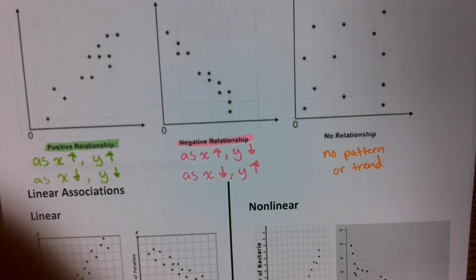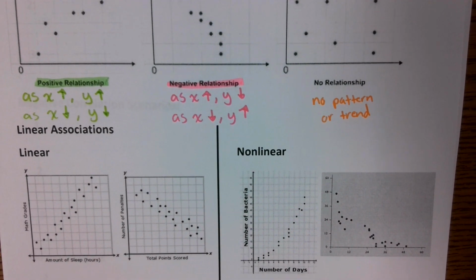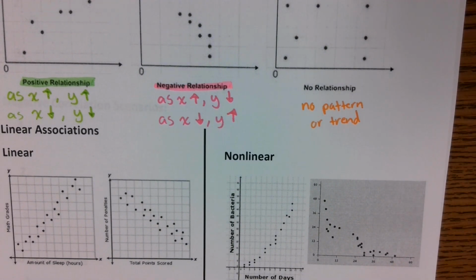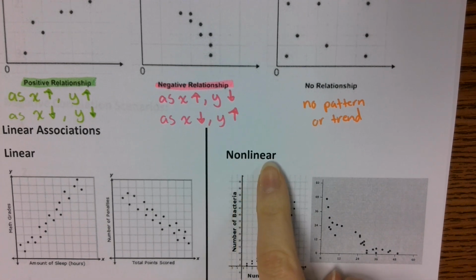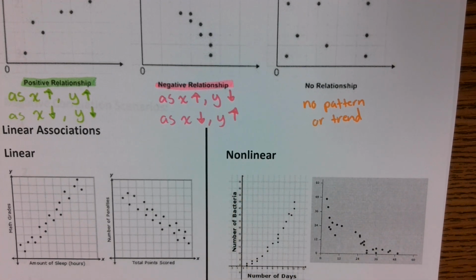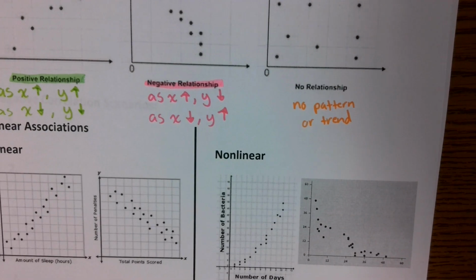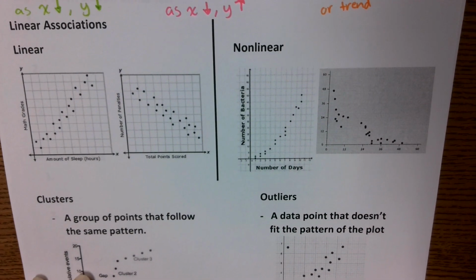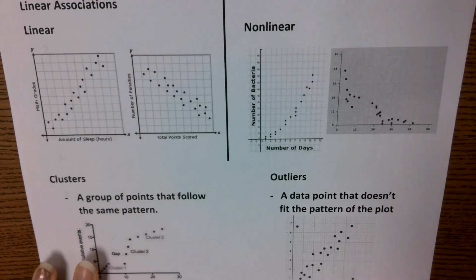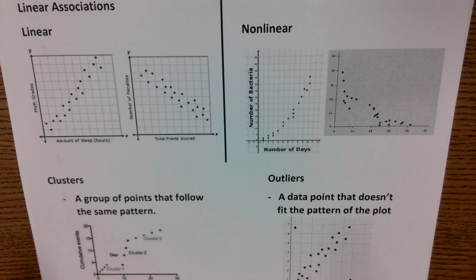Then we have linear associations, which basically just means, based off of what you're seeing, does it look like it's forming a lined path or a curved path? Linear means that it would be a lined path. Non-linear means that there's some curves to it, whether it might be a single curve or multiple curves. So here's a couple of examples of some linear and non-linear associations.